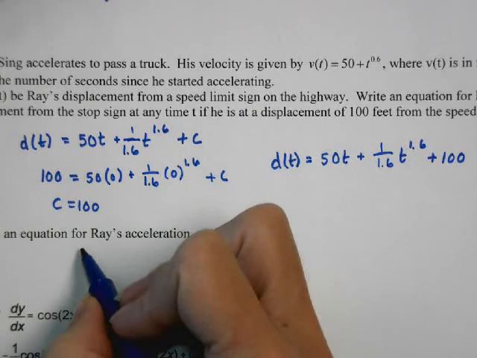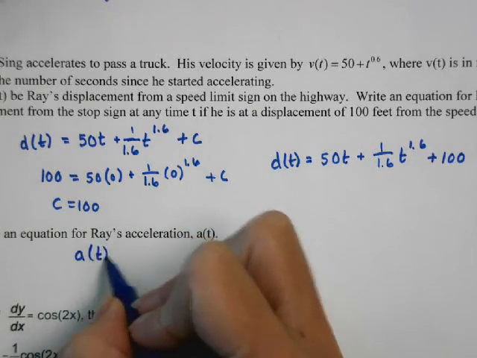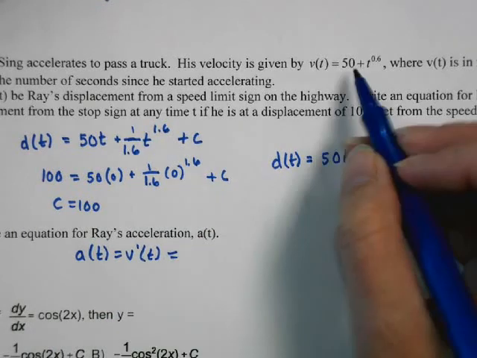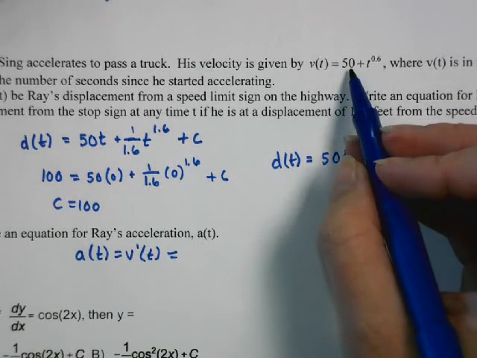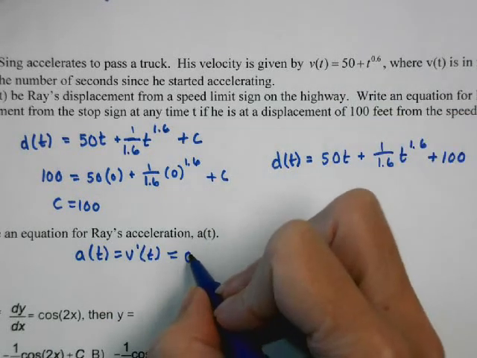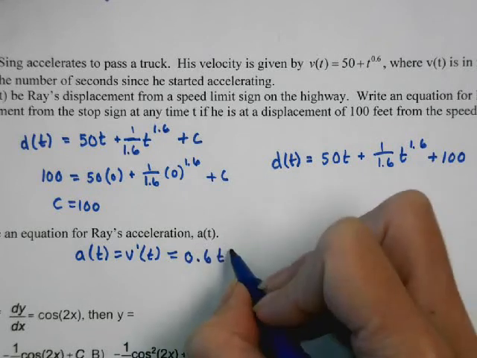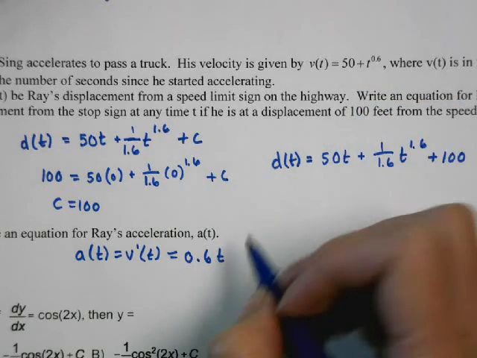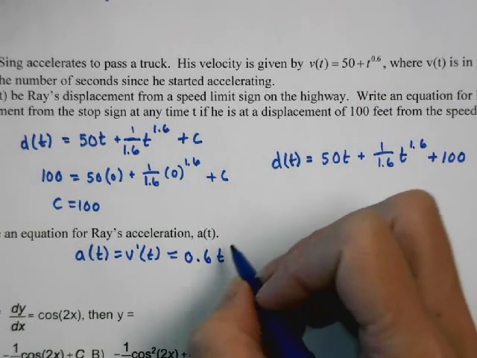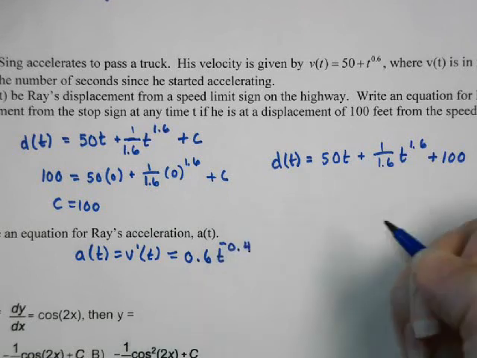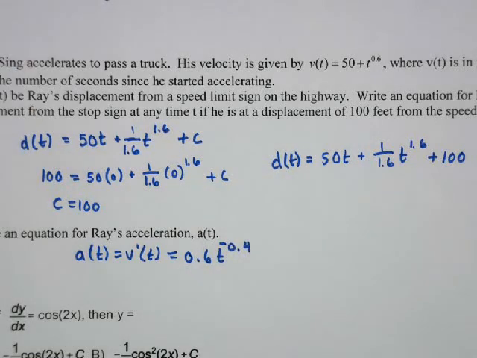Write an equation for his acceleration. That's going to be the derivative of velocity. So we're going to take the derivative of this. So the derivative of 50 is 0. The derivative of that is going to be 0.6t. And then we're going to subtract 1 because we're taking the derivative and not the antiderivative. So if we subtract 1, you're going to have negative 0.4.